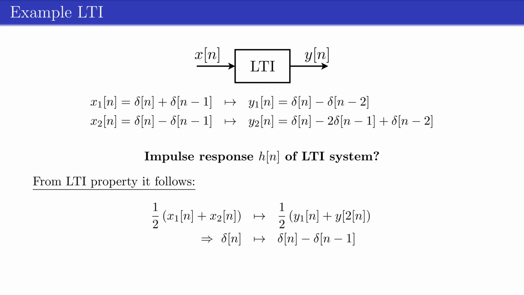The impulse response of a system is defined as the response of a system to a delta pulse, delta[n]. By linear manipulations of the input signal, we created a delta pulse. Thus, the impulse response of this LTI system is equal to delta[n minus 1].